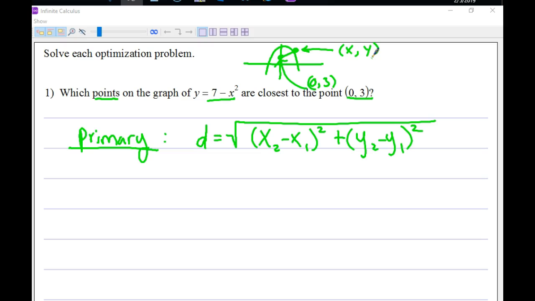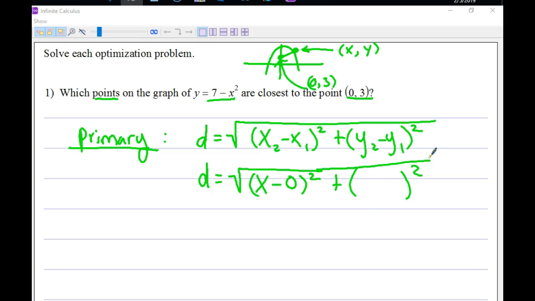Okay? So we have d is equal to the square root of my first x value, we'll call x, minus x1, which is 0, squared, plus y minus 3, squared. So I want to find the minimum distance between this point and this point using the distance formula. All right, so that's my primary.